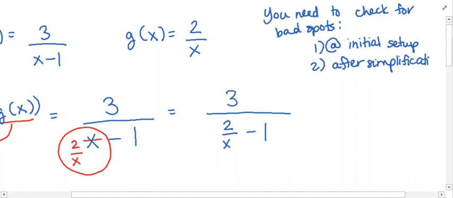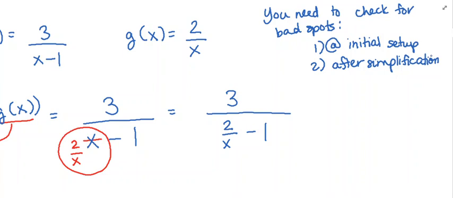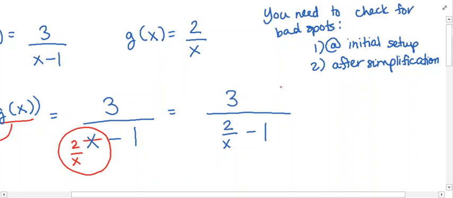Again, this is applying to rational or fractional functions only. So again, we're going to check for bad spots upon initial setup and then again after the simplification process. So here we go. This is initial setup. We just set up our composite function. Let's look at this.